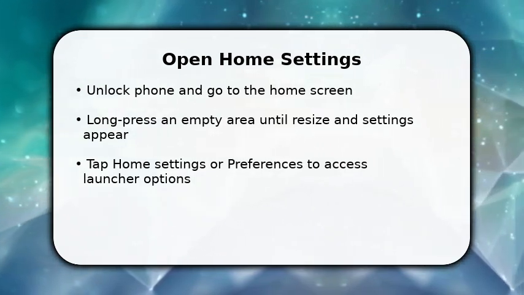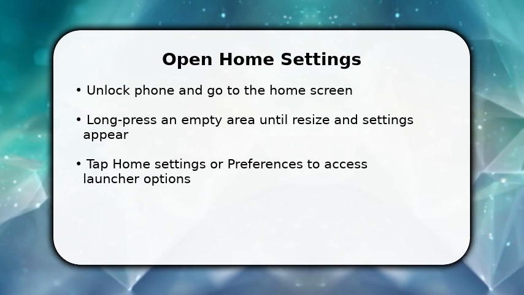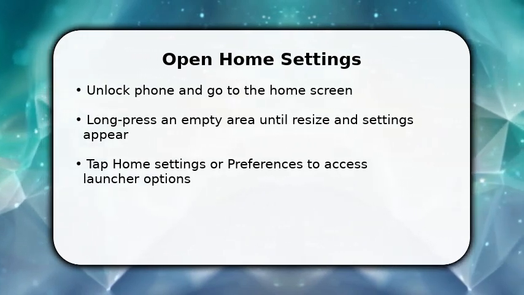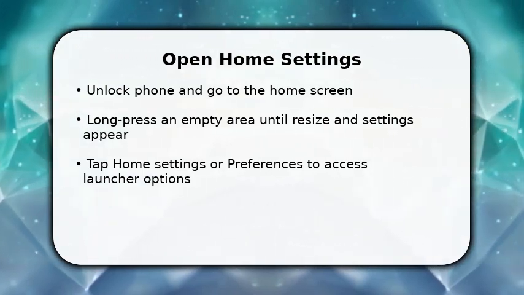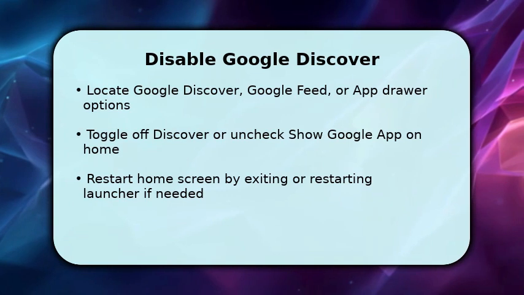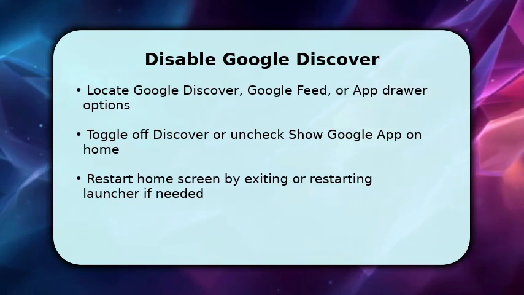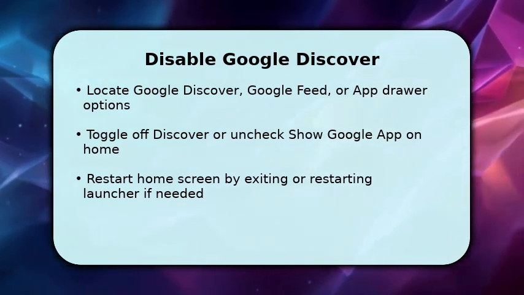Now proceed to find the Discover or Google Feed toggle inside the Home Settings menu. Once inside Home Settings, scroll to Pages, Home Screen Layout, or a specific Google Discover entry. The label varies by firmware.